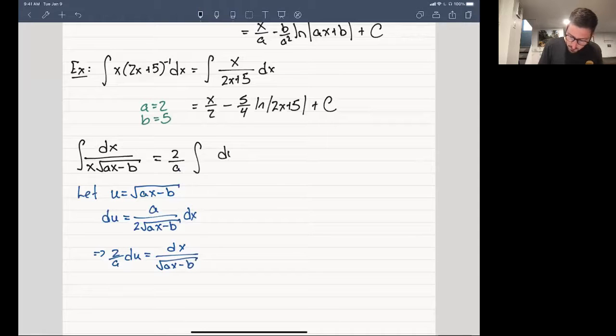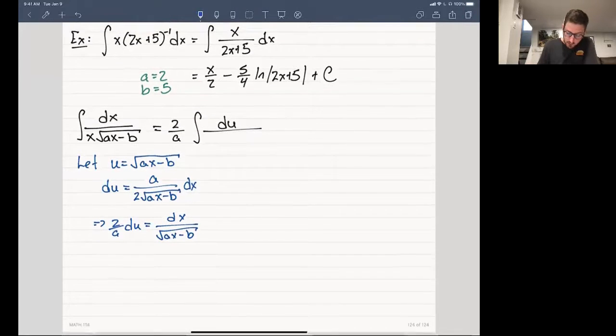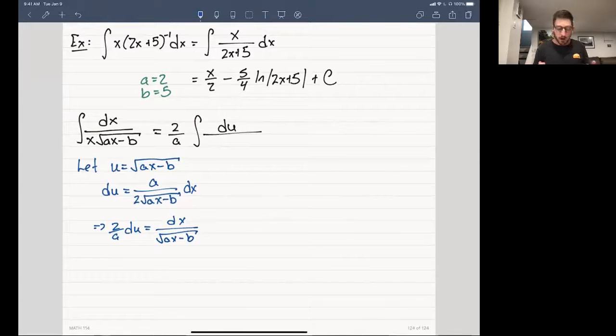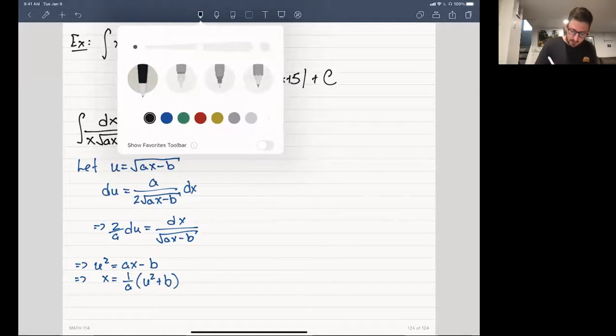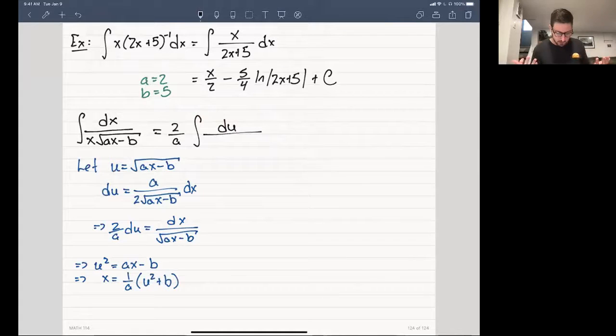Now, again, we have the same problem that we had for the previous example. We still have an x on the bottom. So we're going to do the same thing. We're going to use our substitution for u to find what x should be as a function of u. If we square both sides, we get u squared is equal to ax minus b. And then if we rearrange this, we get x is equal to 1 over a, and then u squared plus b. The reason I use the minus b is because I want the plus b here. So you'll see where this comes up. But this gives me 1 over a times u squared plus b.